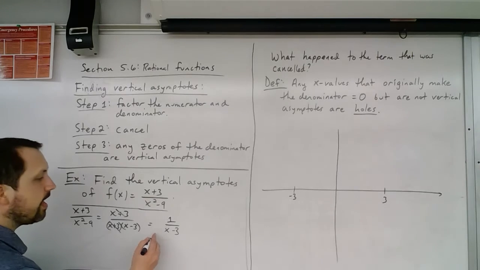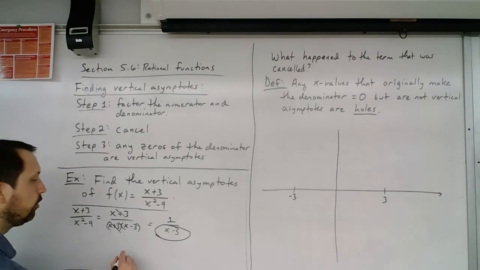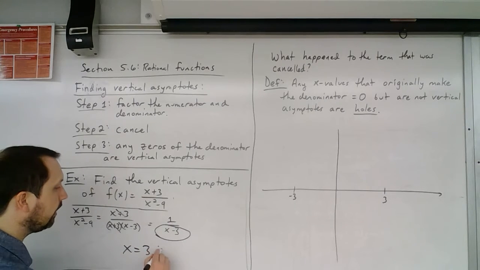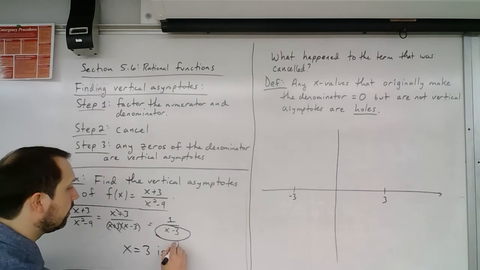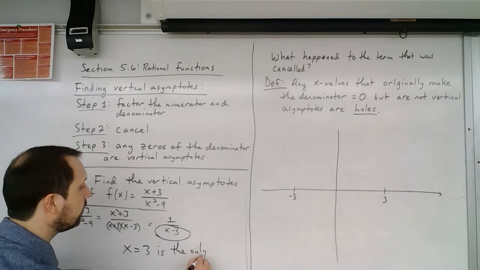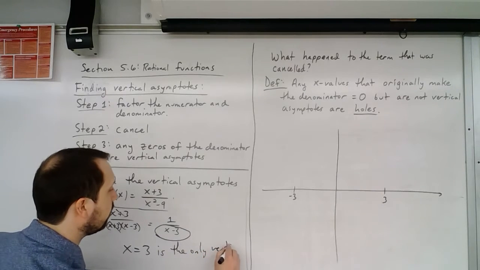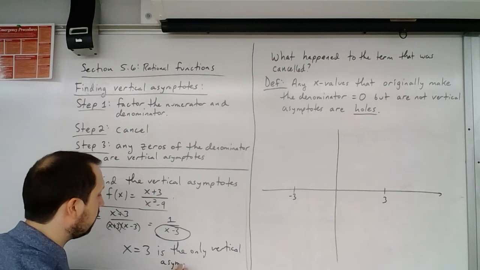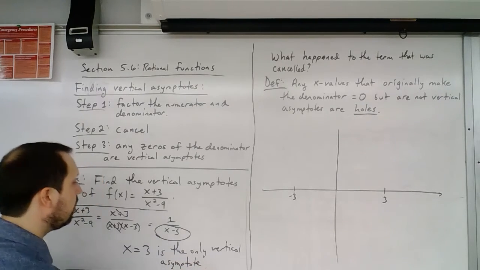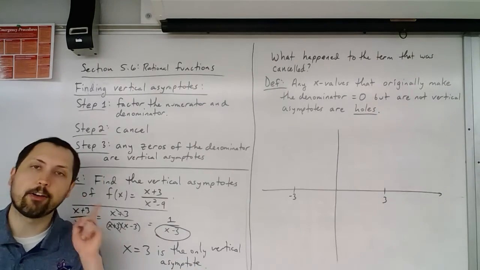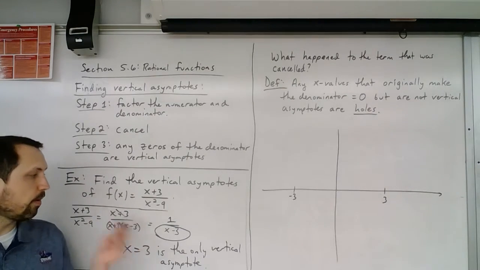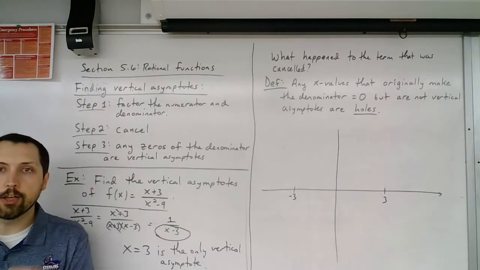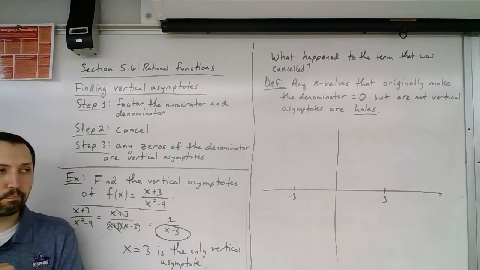And so this now tells us what our vertical asymptote is. We see that x is equal to 3 is the only vertical asymptote. So the only x value that makes the denominator equal to 0 at the end is x is equal to 3. So that is our only vertical asymptote.